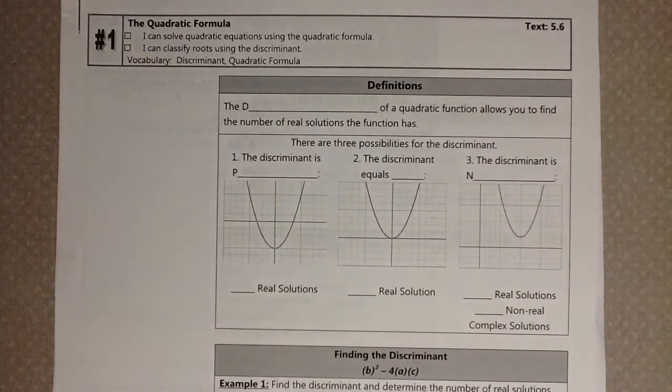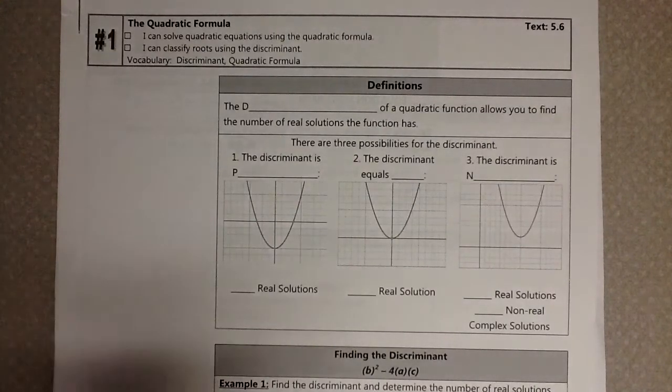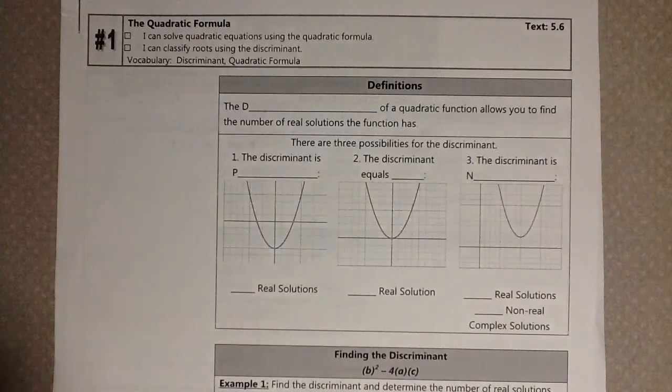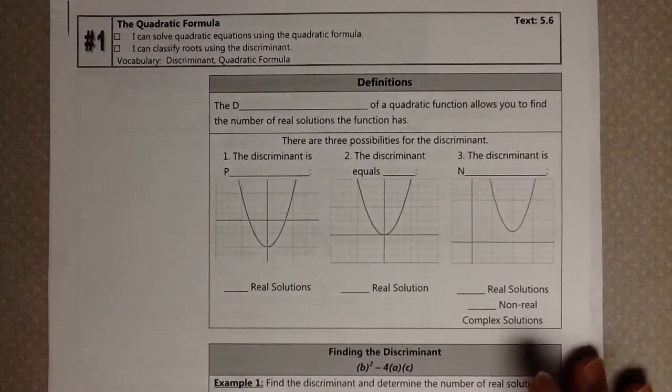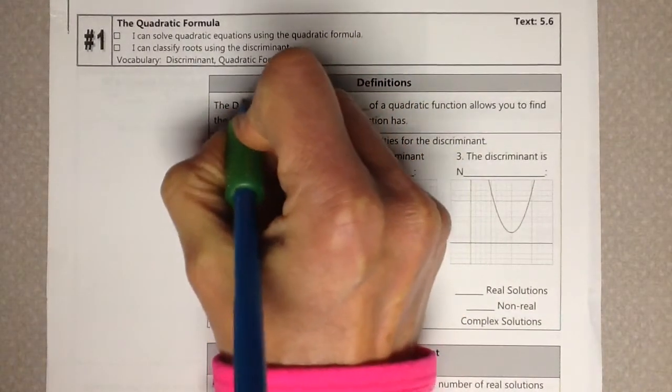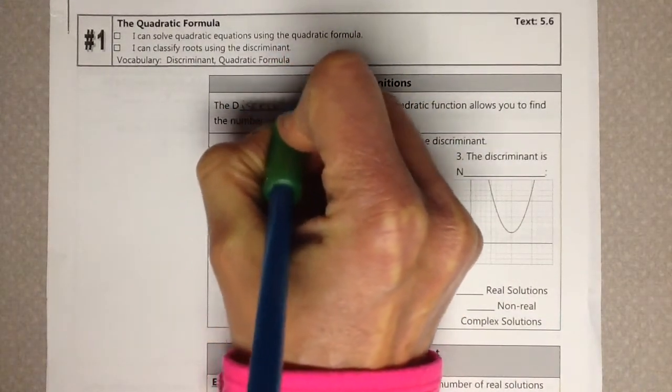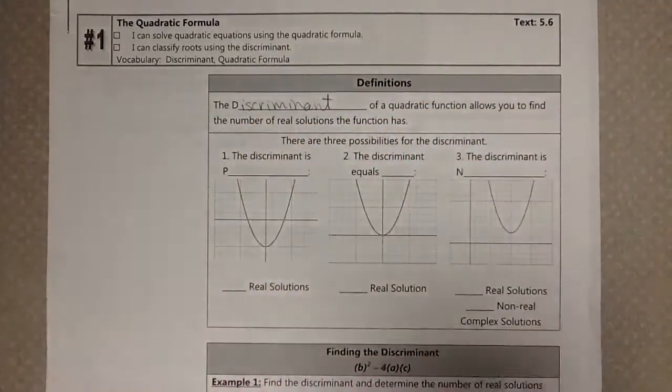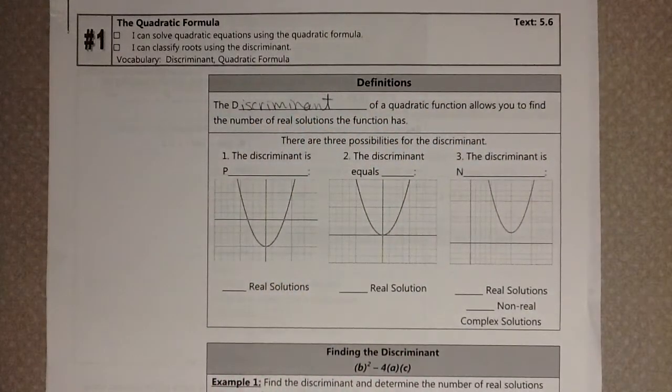In the last unit, you solved quadratic equations by factoring and completing the square. In section 5.6, you're going to use the quadratic formula to complete the square. Now, part of the quadratic formula is called the discriminant. And the reason why we're focusing on that first before we do the quadratic formula is because the discriminant can tell us what kind of solutions we're going to have and how many.